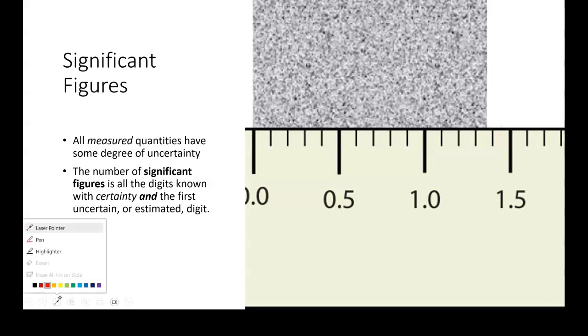So we could record this as 1.36 centimeters or 1.37 centimeters because that last digit is where the uncertainty is. It's okay, we know the 1.3 for sure, but this last digit is estimated, and so that's where the uncertainty is in our measurement.